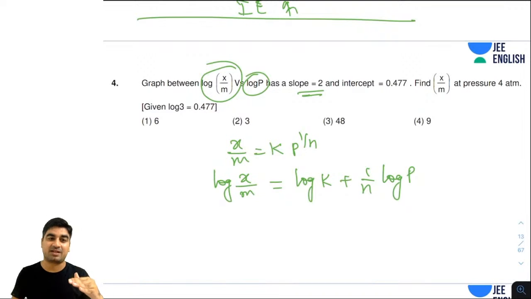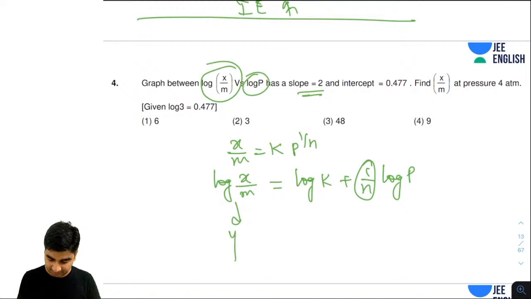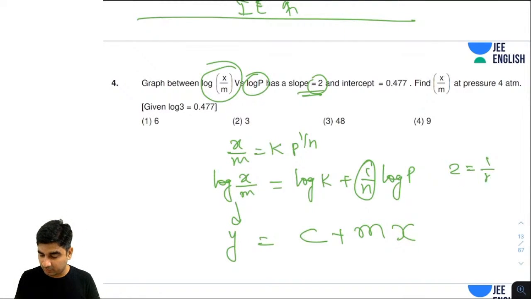The level of JEE Mains is rising. Although they have reduced the number of problems, the level of problems is very good. You cannot ignore it. So guys, your slope is 1 by n. This is like y equals mx plus c. So slope is 2. 2 is equal to 1 by n. So n would be 0.5, guys.